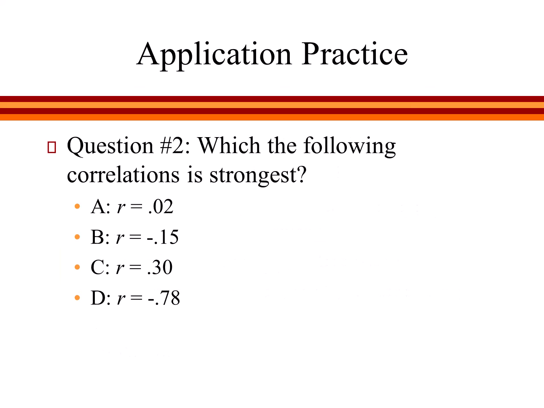Okay, question 2. Which of the following correlations is strongest? The correct answer here is D. R equals negative 0.78. Remember that the sign of the R value, positive or negative, simply indicates in which direction the relationship goes. Do the two variables move in the same direction or the opposite? But a negative correlation can still be very strong, such as the correlation between outdoor temperature and heating costs. If you've ever had to pay an electricity bill before, you know that these share a very strong, predictable negative relationship. The lower the outdoor temperature, the higher your heating bill tends to be.